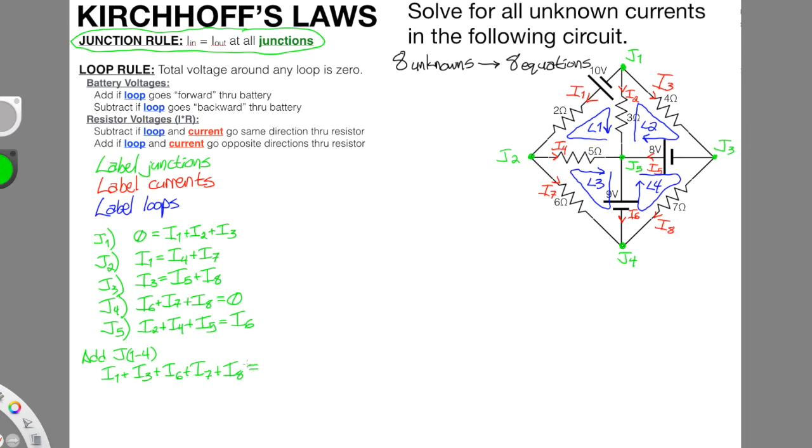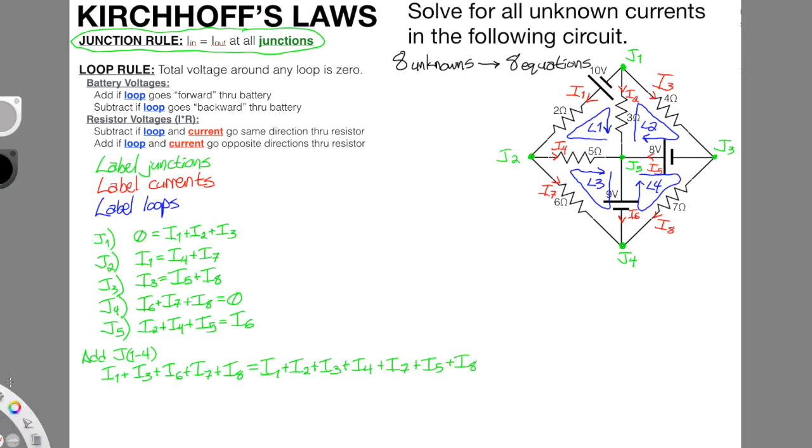Equals, now we're going to add up the right-hand sides. We have currents 1, 2, and 3 from junction equation 1. Currents 4 and 7 from junction equation 2. And currents 5 and 8 from junction equation 3. And nothing from junction equation 4.